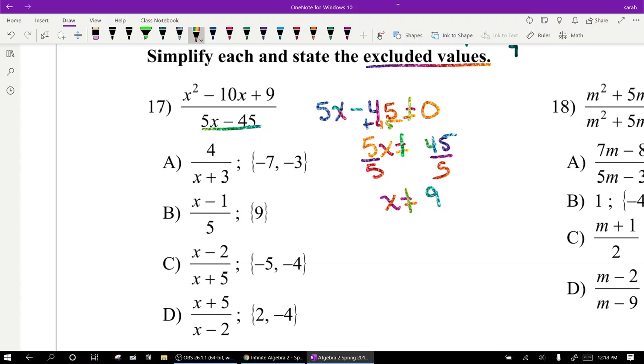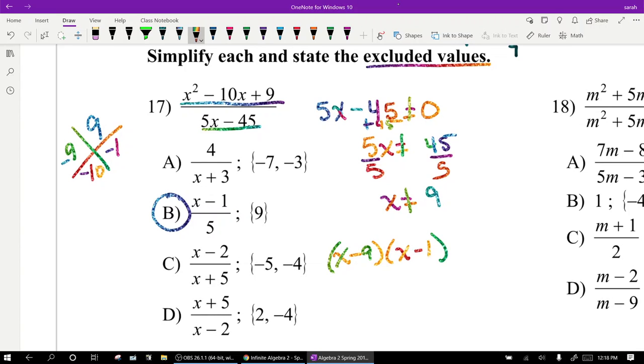And so if I just look at my answers here for 17, I see that there's only one choice where x cannot equal 9, which is B. So I'm actually done right there. I don't even have to do any of the simplifying on there. However, I am going to go ahead and do the simplifying. Let's look at this. I'm going to say two numbers that multiply together to get 9 and add together to get negative 10. Well, that's going to be negative 9 times negative 1. So that is going to equal x minus 9 over x minus 1. All right? And then 5x minus 45, I can factor 5 out. That's going to leave me with x minus 9.